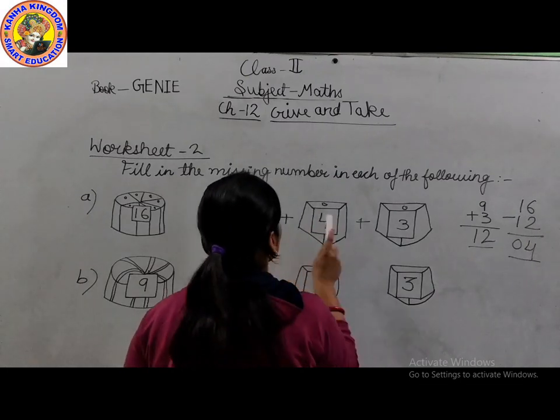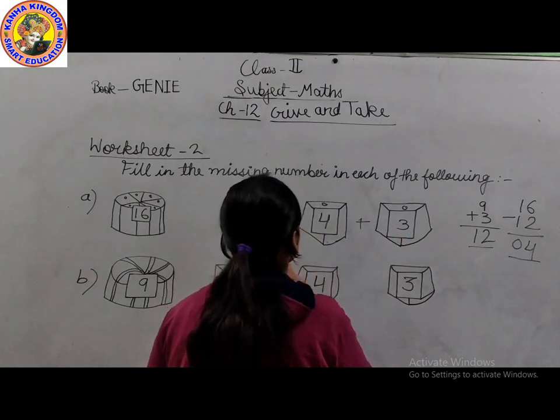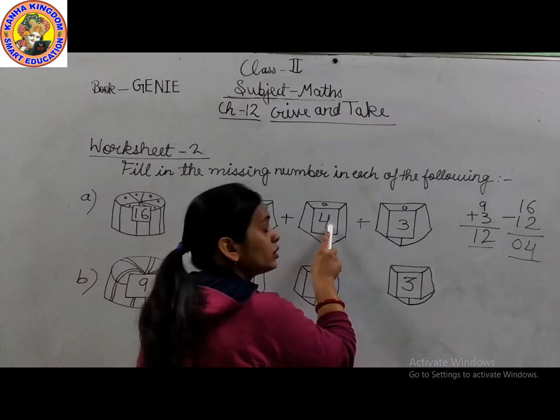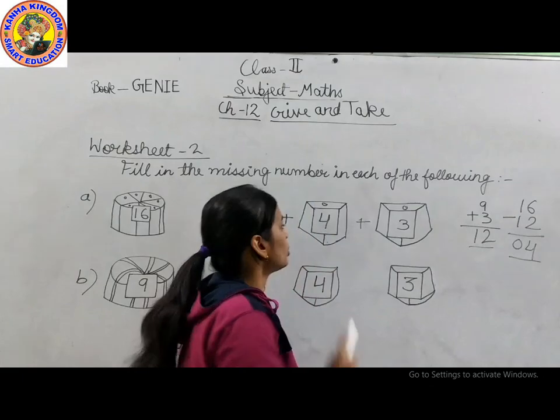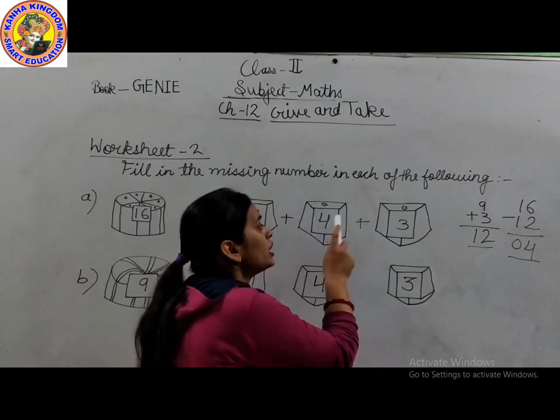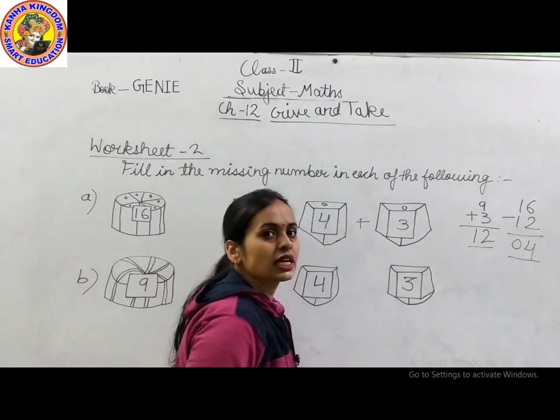So 9 plus 4 plus 3. 9 plus 4. 9 plus 3, 12. Plus 1, 13. So 9 plus 4, 13. 13 plus 3, 16.